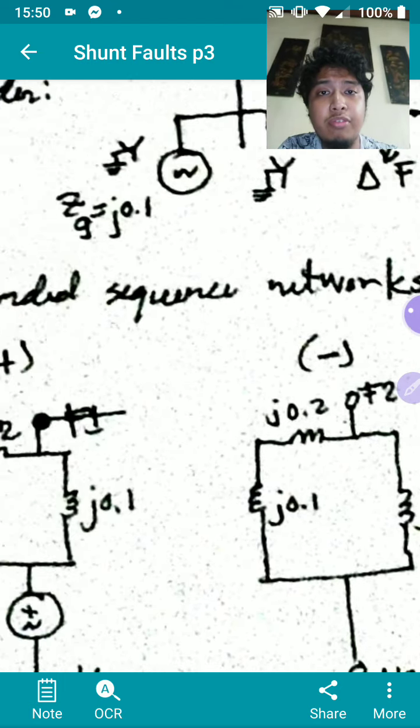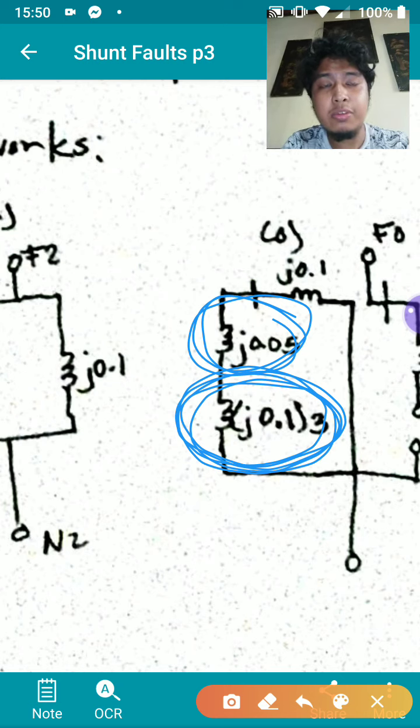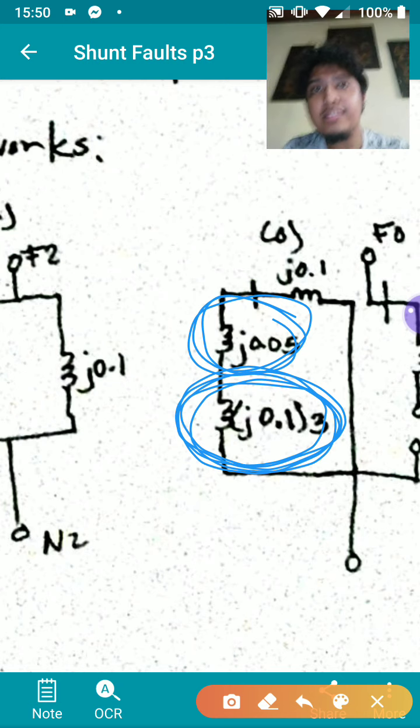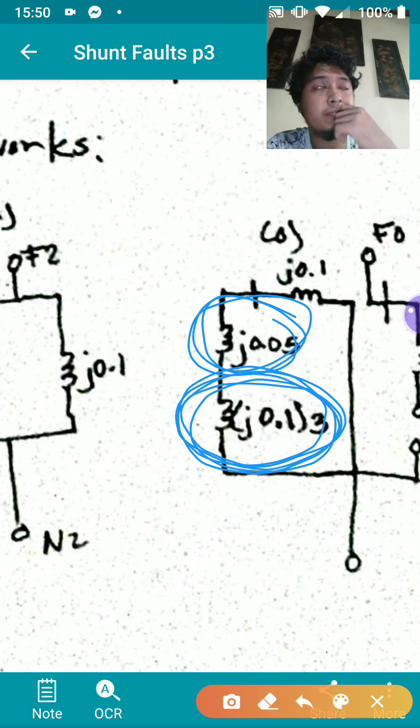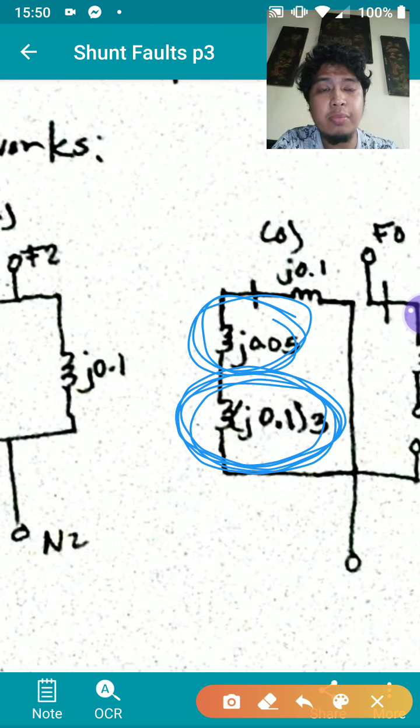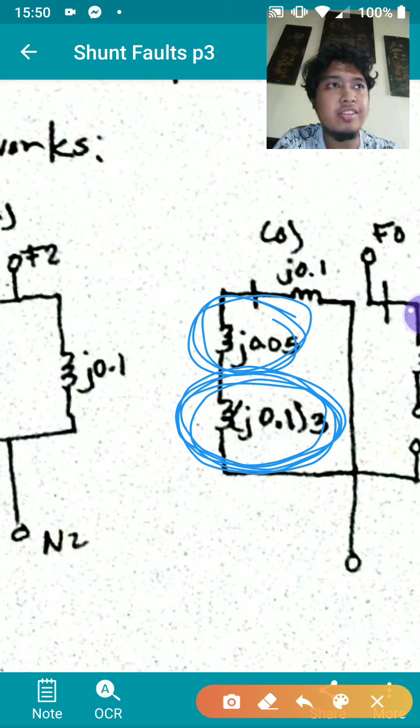On this machine, take note, the zero sequence internal impedance is 0.05. However, you have to incorporate the grounding impedance. You have to multiply that by 3. So it's 3 times j0.1. So the idea is that for the zero sequence, IA0, IB0, and IC0 are equal. They are equal in magnitude and equal in direction.